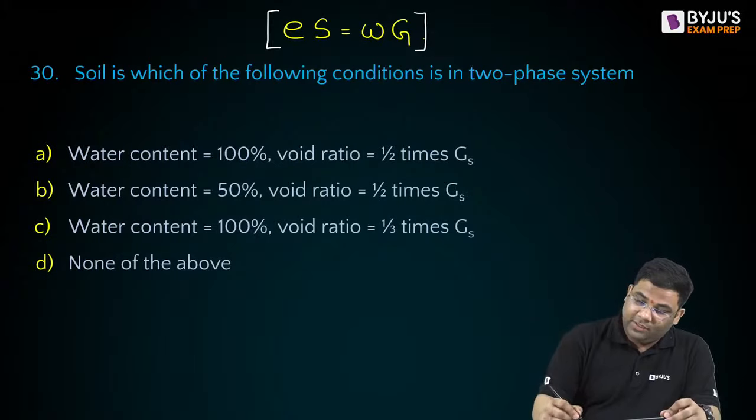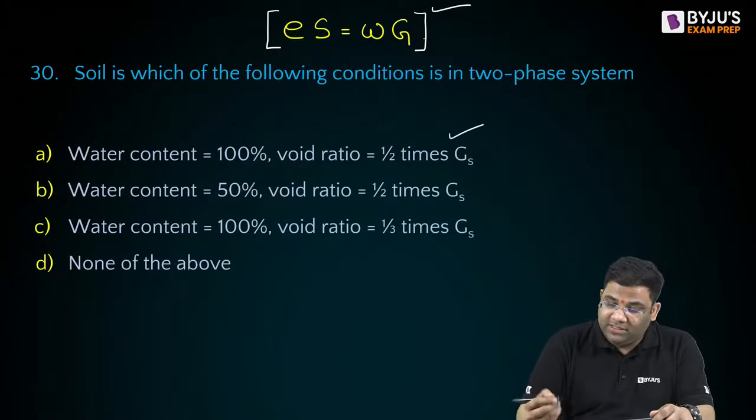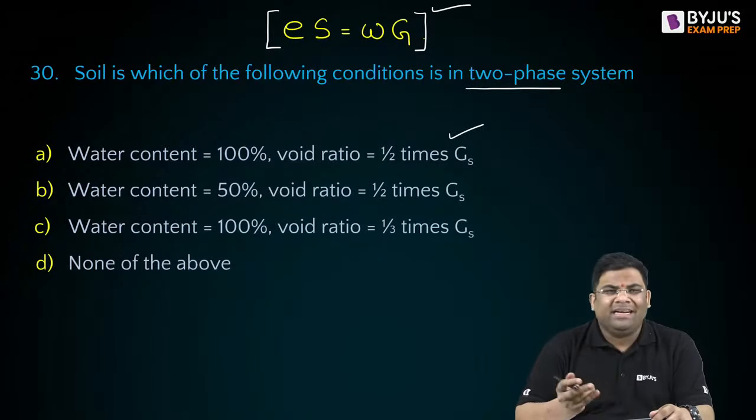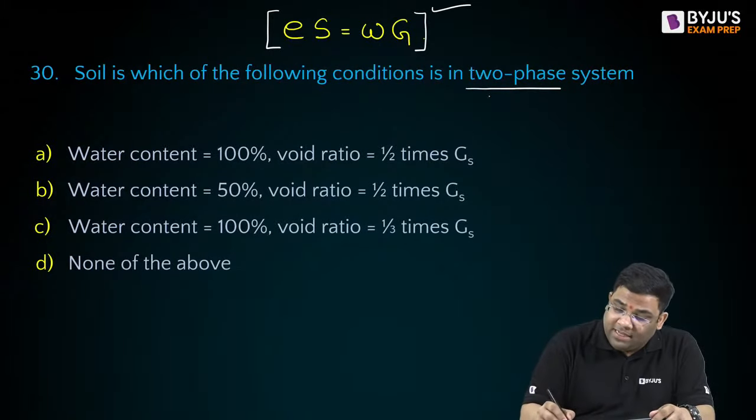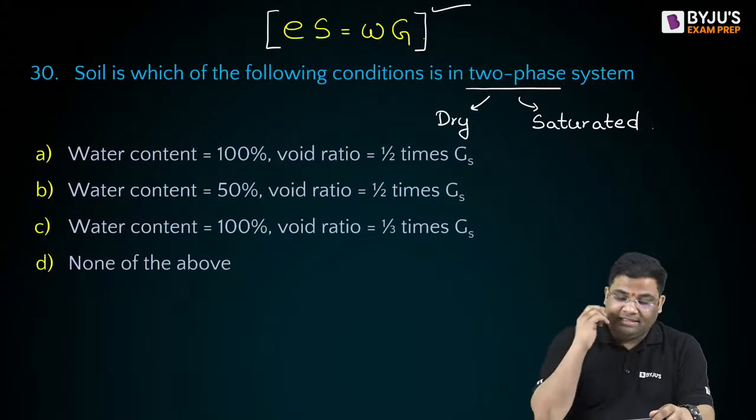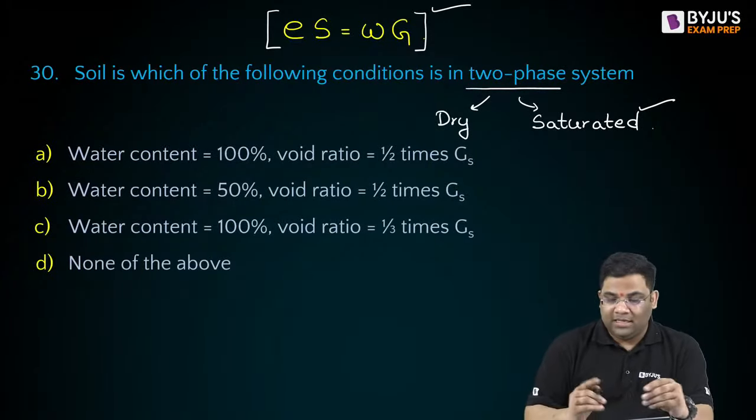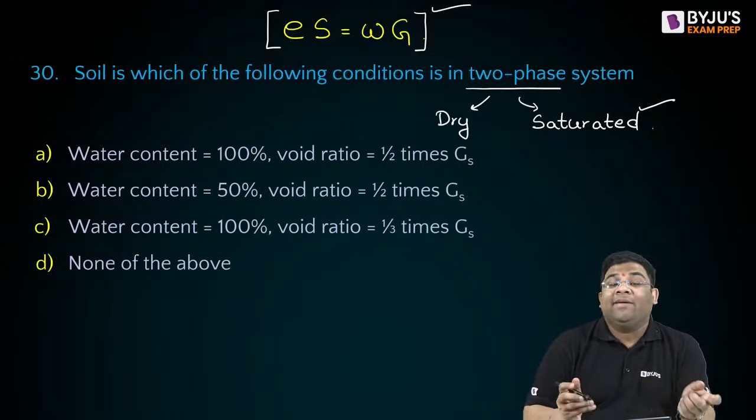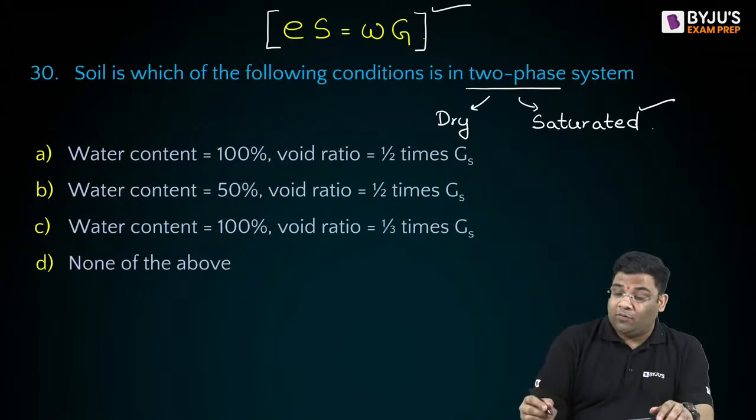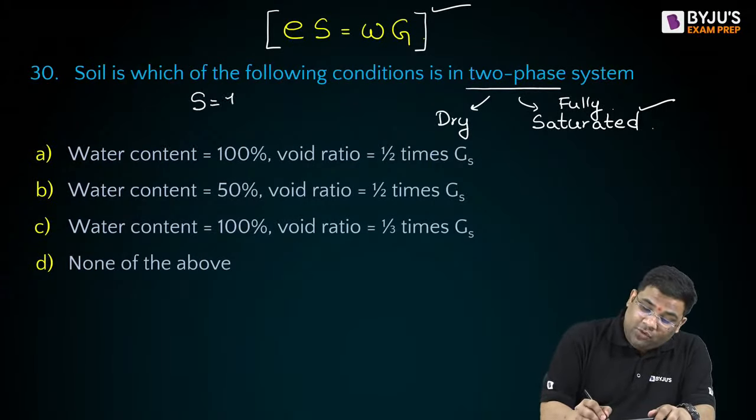Use this relationship. In the first one, it is written two-phase system. In a two-phase system, either it will be dry or saturated, right? Now the water content is given as some value. It is not 0, so it cannot be dry. That means it is fully saturated. So S will be equal to 1.